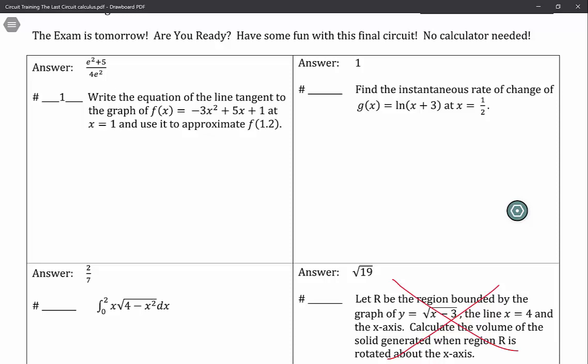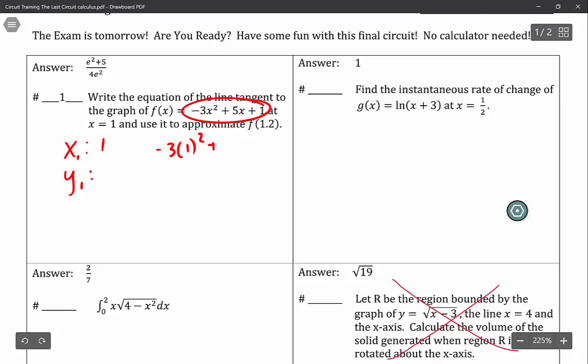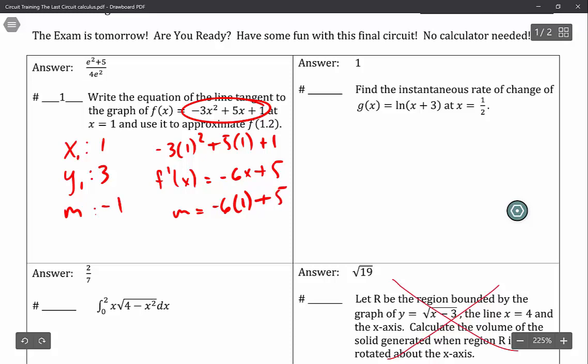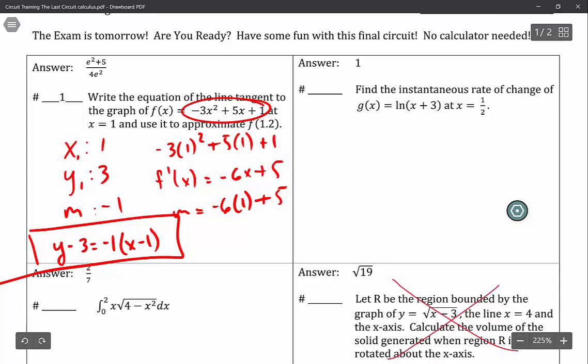So write the equation of this tangent line. X1 is 1. Y1 we would plug in: negative 3 times 1 squared plus 5 times 1 plus 1. Negative 3 plus 5 is 2, plus 1 is 3. And for M, we do F prime of X equals negative 6X plus 5. So M is negative 6 times 1 plus 5, we plug in 1, so we get negative 1. Y minus 3 equals negative 1 times X minus 1. If you want to solve for Y, you can, but I like to just leave it like that. Y minus 3 equals negative 1 times 1.2 minus 1. If we want to change that Y to F of 1.2, we can. Negative 0.2. When we add 3, that's going to give us approximately 2.8. Okay. I don't know what her answer is doing up there, but I think she messed that up.